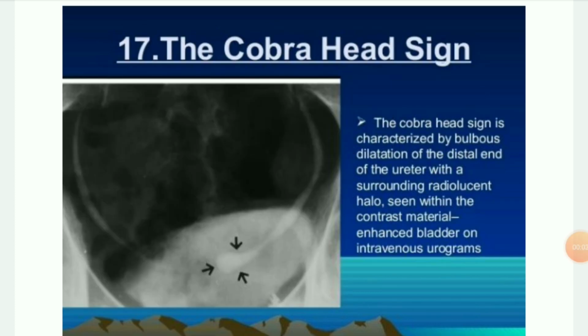Next sign is the cobra head sign. The cobra head sign is characterized by bulbous dilatation of the distal end of the ureter with a surrounding radiolucent halo seen within the contrast material enhanced bladder on intravenous urograms. The cobra head sign is classically seen with an intravesical ureterocele. The term ureterocele denotes the cystic ballooning of the distal end of the ureter.